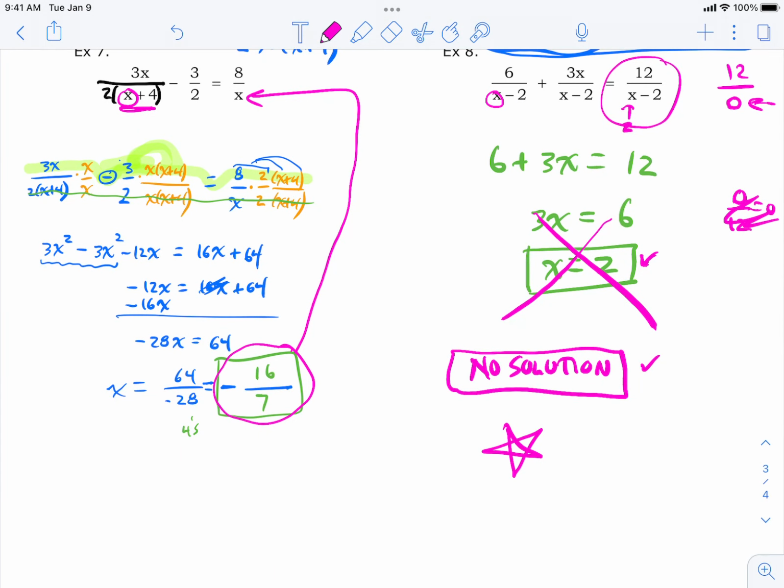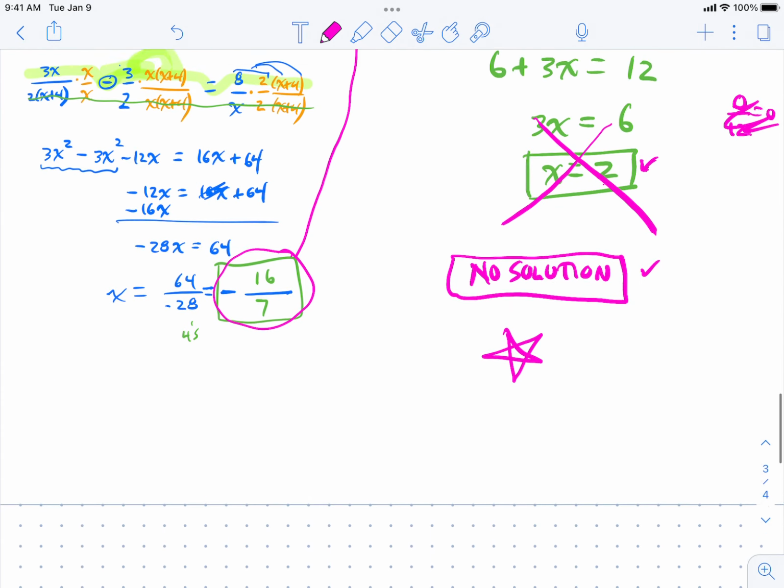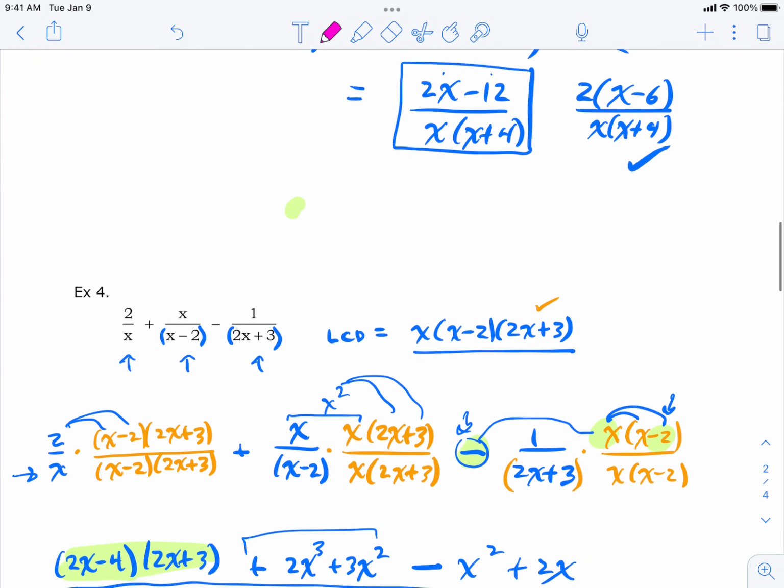Usually it's not going to be a problem. It's just every now and then you're going to get a solution which you have to throw away. So you've got to spot check at least. Say x equals 2. Can I use that? Oh, I can't. Oh my gosh. This is one of those problems. I can't use the 2. So don't use the 2. No solution.